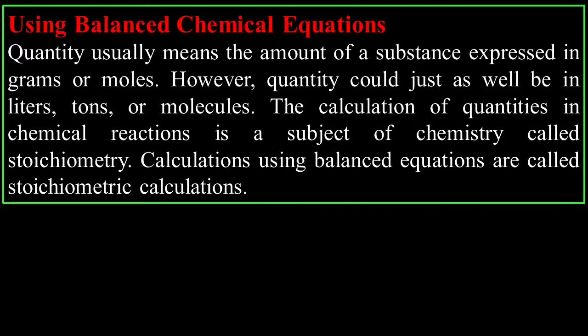Quantities usually means the amount of a substance expressed in grams or moles. However, quantity could just as well be in liters, tons, or molecules. The calculation of quantities in chemical reactions is a subject of chemistry called stoichiometry. Calculations using balanced equations are called stoichiometric calculations. Gee, using stoichiometric equations makes sense.